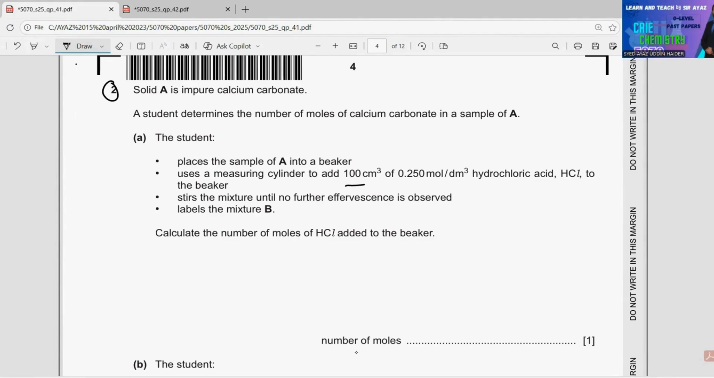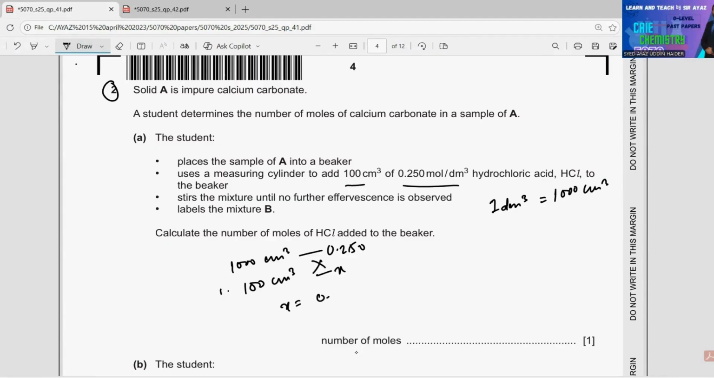Labels the mixture B. Calculate the number of moles of HCl added to the beaker. Now, you have to use this information. We know that 1 dm cube is equal to 1000 centimeter cube. So we can write 1000 centimeter cube contains 0.25 moles. Therefore, 100 centimeter cube contains X moles. So X becomes equal to 0.25 multiplied by 100 and divided by 1000. So the answer you will get is 0.025 moles.